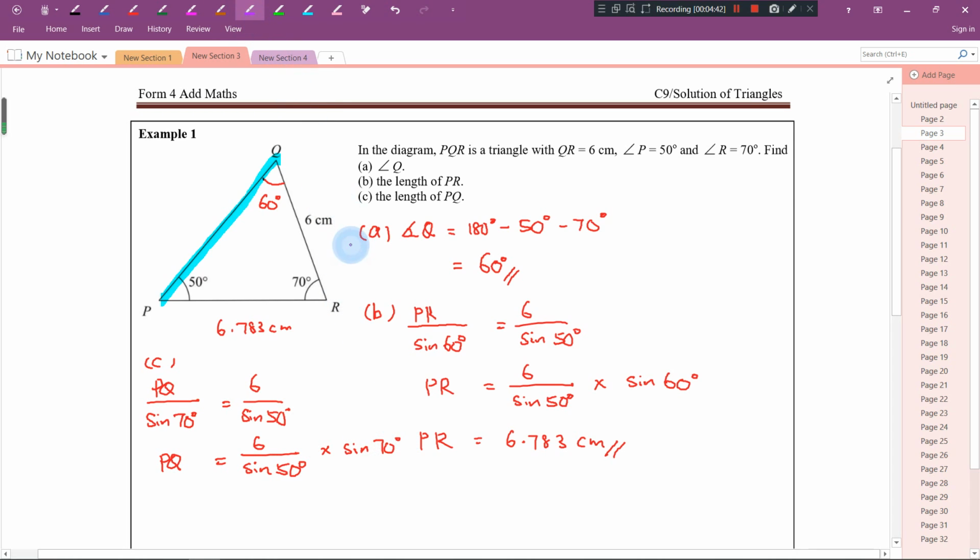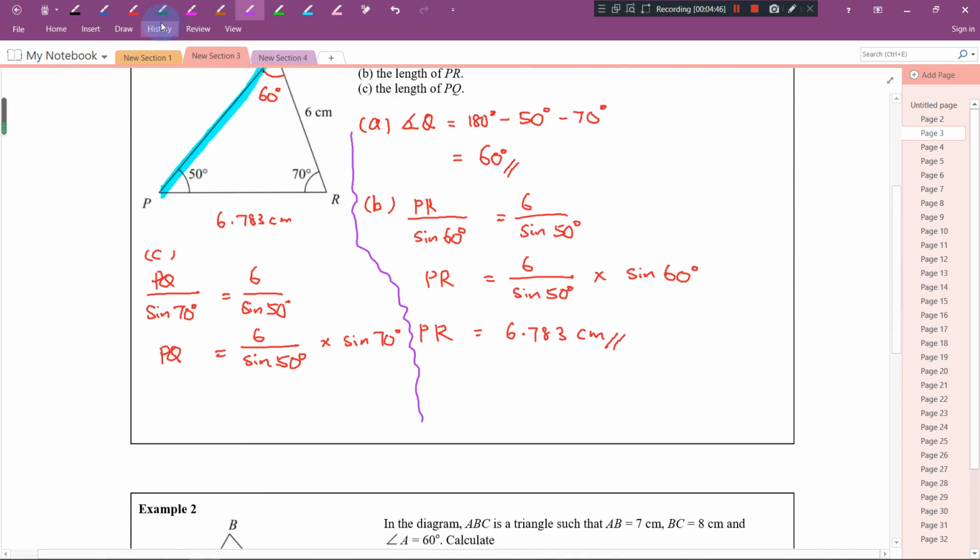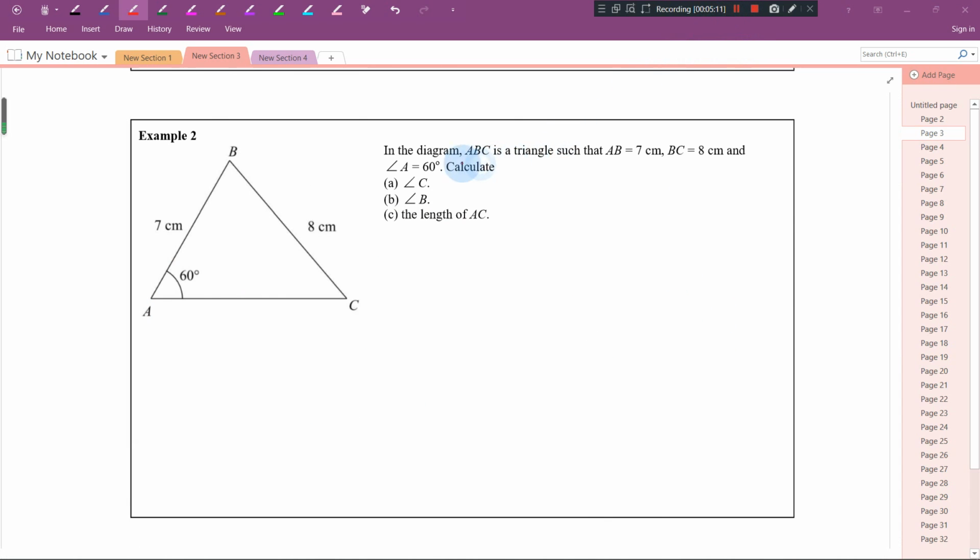Okay, let me draw a line over here. So this one, just press your calculator. 6 divided by sine 50 times sine 70. 7.8, oh sorry, 7.360 centimeters. Okay, now let's try example number 2.